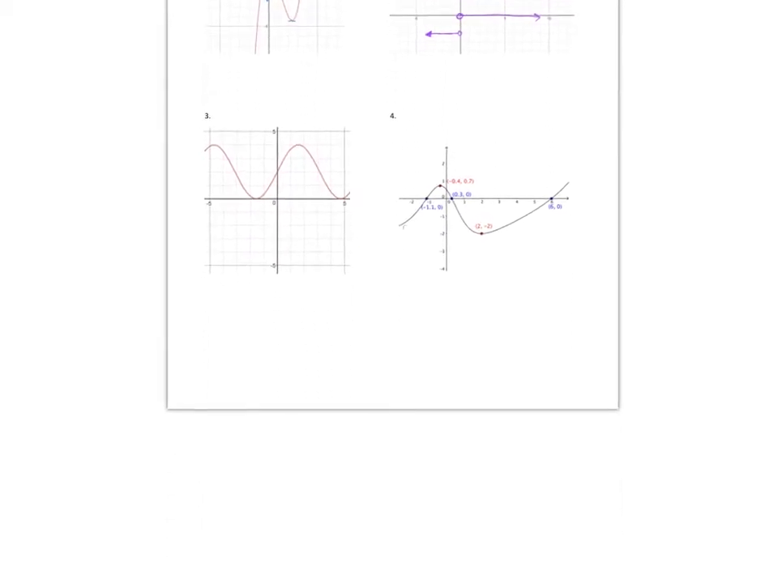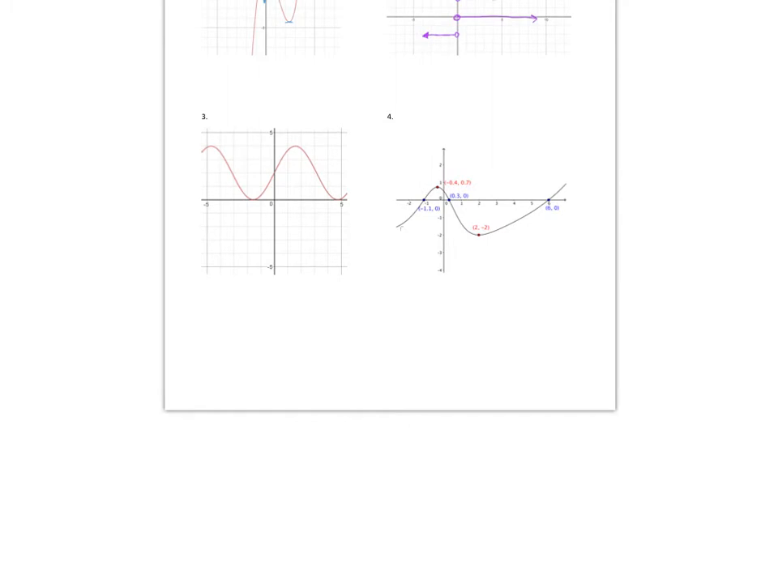Okay, so for number 3, this looks like a sinusoidal wave of some sort, some trigonometric function. It looks like it continues on even though the graph is cut off there, so let's work with it being that. But again, we want to look for the horizontal tangents.